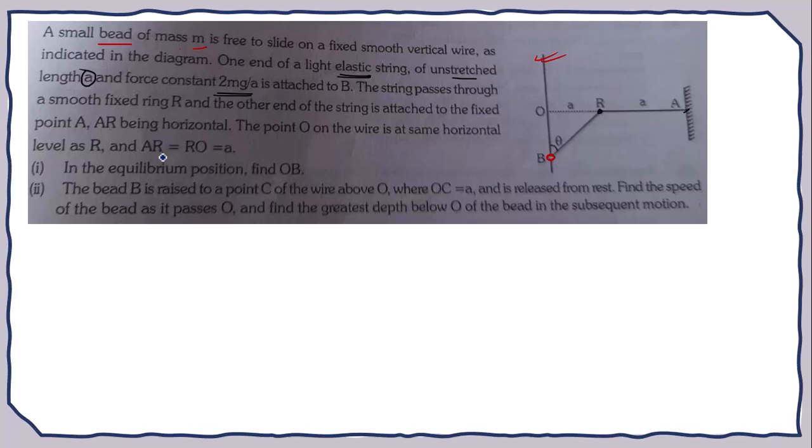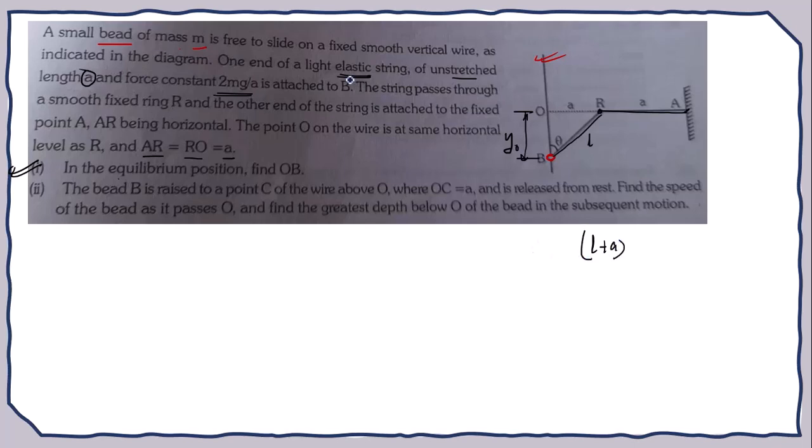Okay. So all the values are given, that is AR equals RO equals A. So you are asked to calculate the equilibrium position, the value of OB. So once the bead is at this position, you are asked to calculate this y naught. Let us say this is the distance of y. So this is the equilibrium position value. Okay. Now here what is happening? So this is the total length of the string. What is the total length? If I say this is L, then L plus A is the total length of the stretched string.